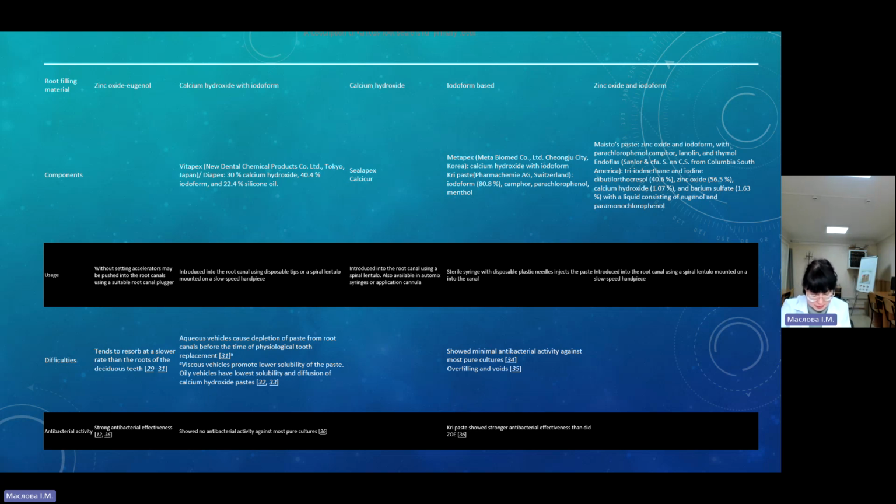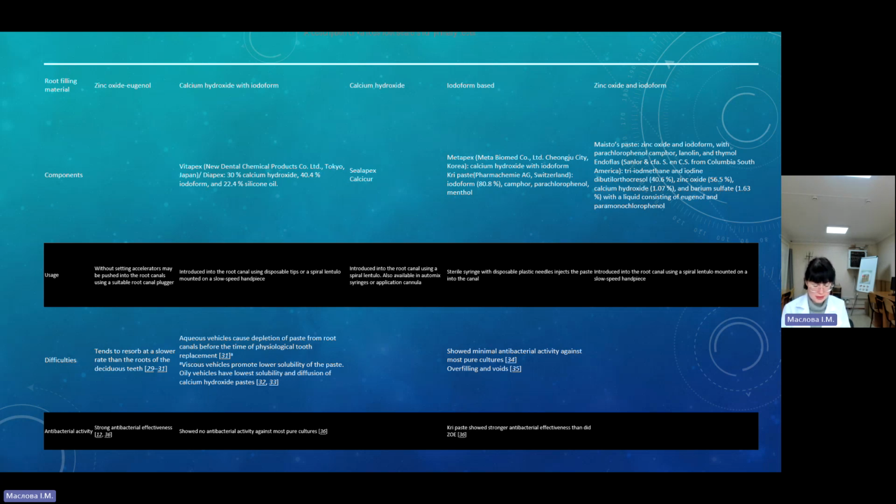CTZ paste is a mixture of iodoform, 80.8% camphor, parachlorophenol, and menthol. KRI paste shows stronger antibacterial effectiveness than did zinc oxide eugenol against pure cultures of obligate anaerobes, including Bacteroides species and anaerobic streptococci, isolated from non-vital root canals of primary teeth.